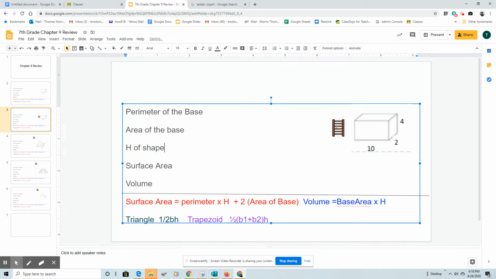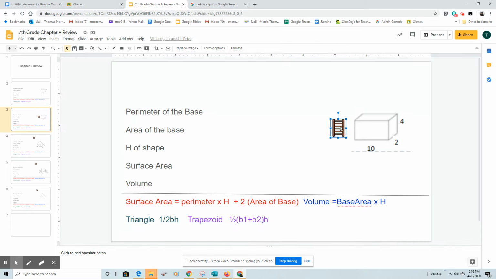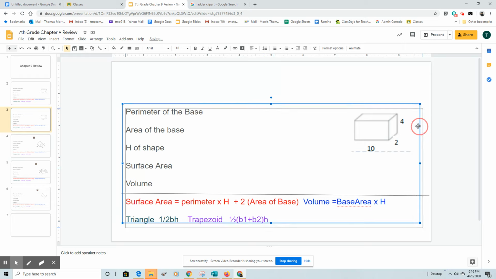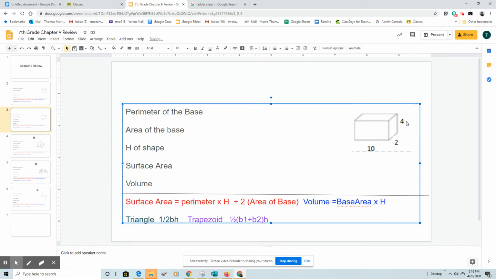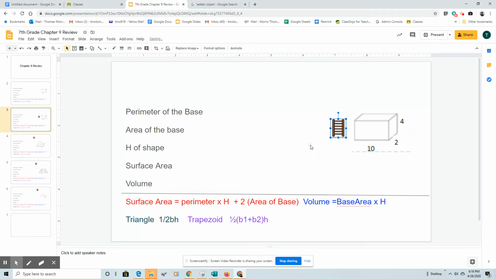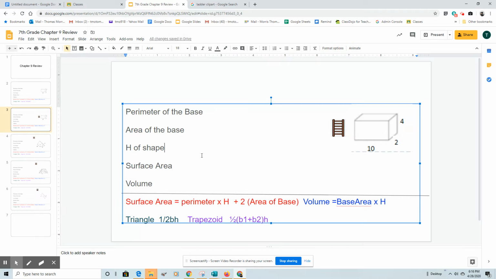What I'd like you guys to do is to position it on what that would be. In this case, the height of your shape is going to be the four. So you see how that's going up and down. That is your base going from the bottom to the top, and that's how you get to third dimensions. I want you guys to notate that right away. So I know that the height of my shape is 4.